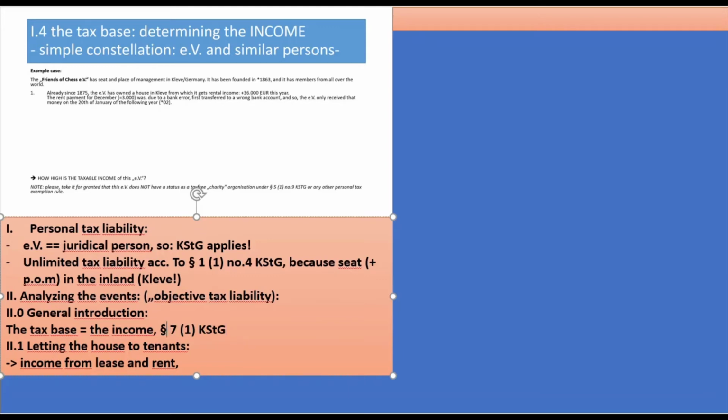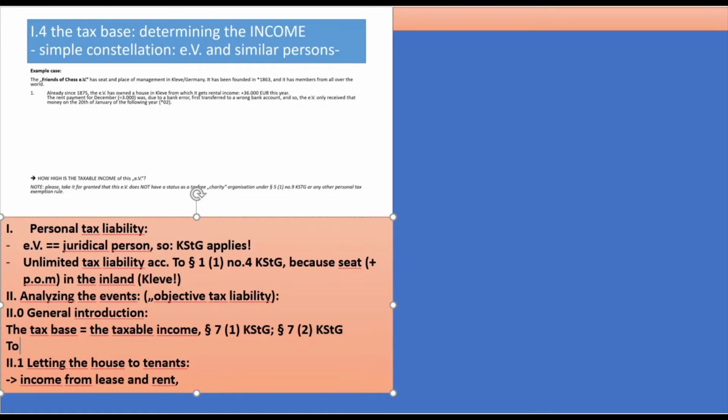Or better, the taxable income, and it's to be determined according to ESTG and KSTG rules. See paragraph 1.8 KSTG. We have already looked into these, so I trust you that you can remember that. But now we can go on with our first case solution here.